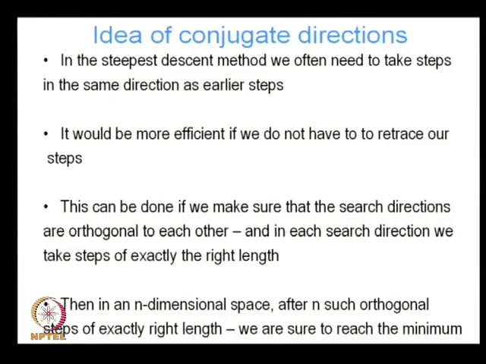Both those requirements are fulfilled by some of the methods that we are going to talk about today. This can be done if we make sure that the search directions are orthogonal to each other, and in each search direction we take steps of exactly the right length. That is going to minimize the function in that direction. Then in an n dimensional space, after n such orthogonal steps of exactly the right length, we are sure to reach the minimum, provided the error does not grow back in that direction. That is a very important criterion.